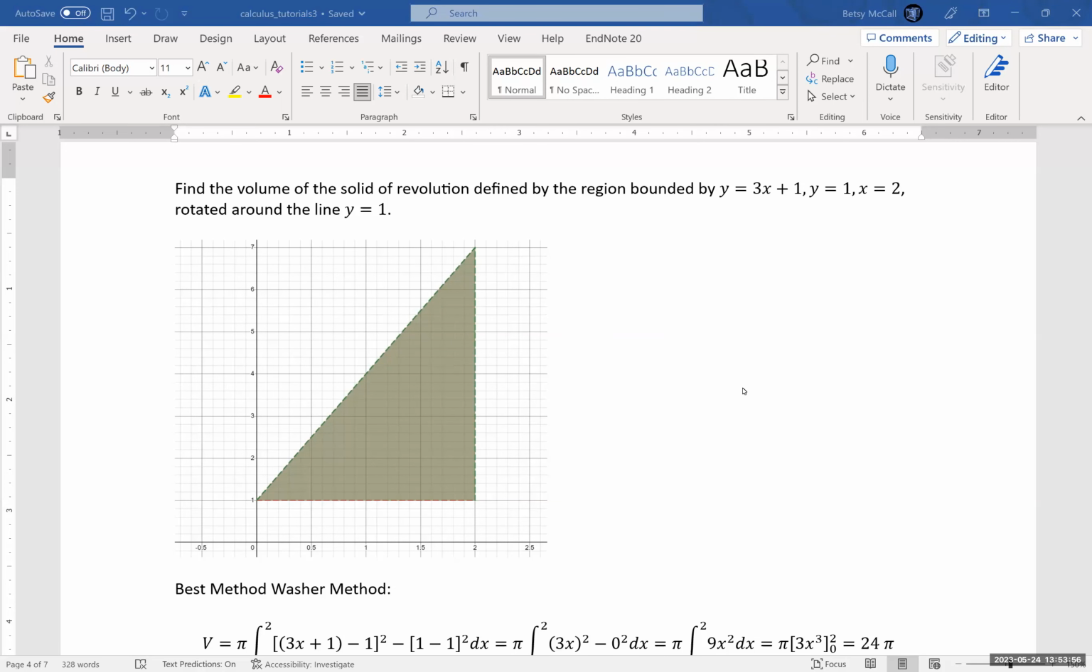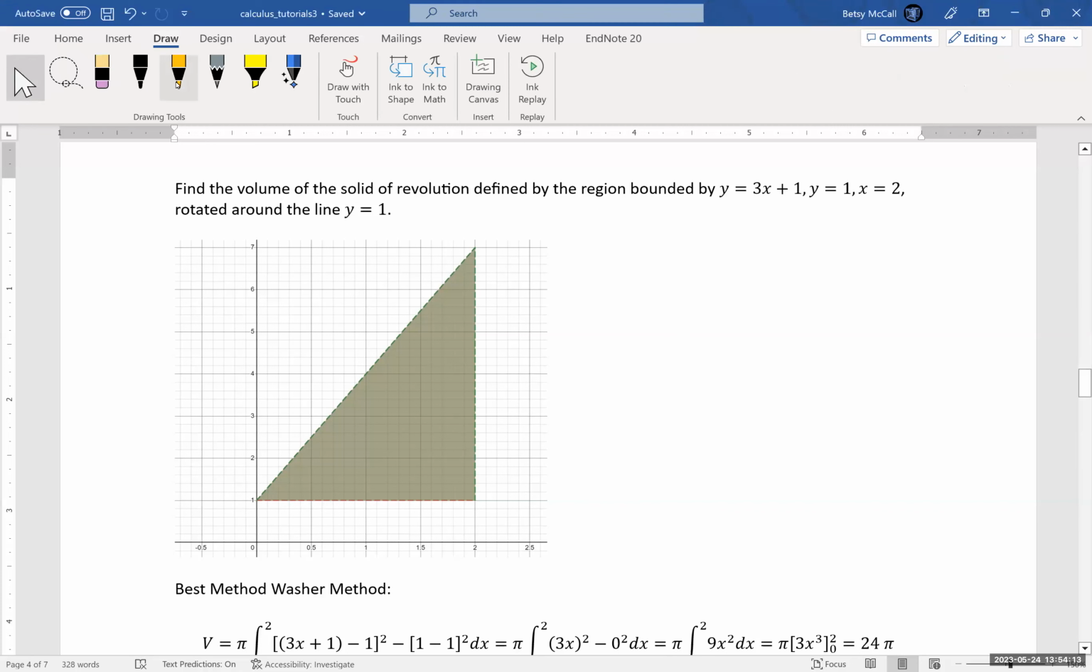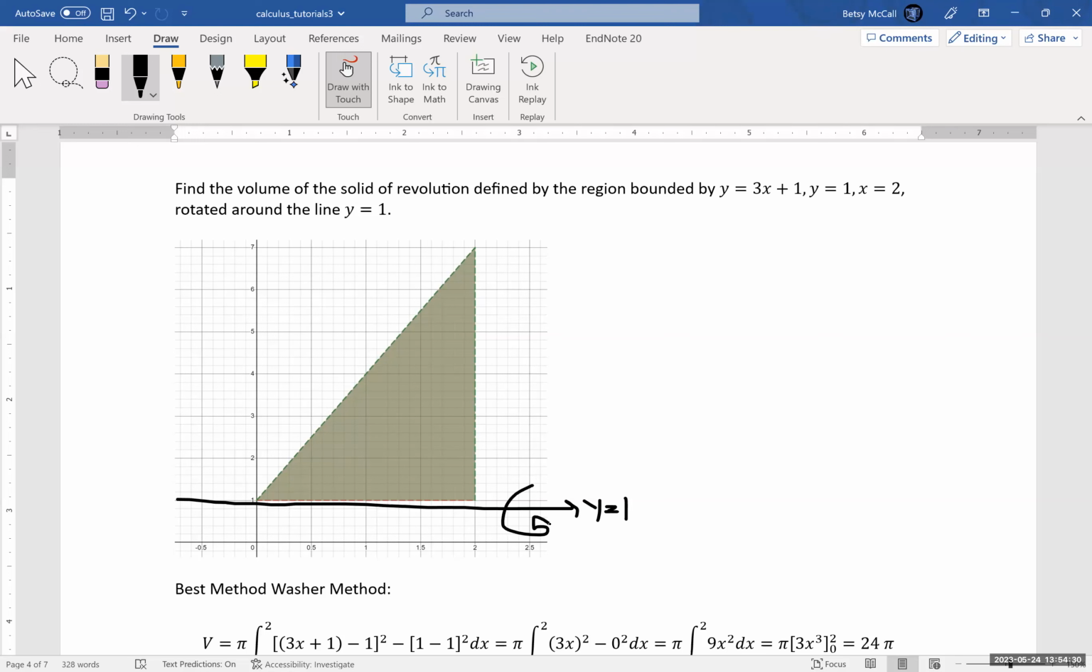All right, so in this video, we're going to look at taking our region bounded by y equals 3x plus 1, y equals 1, and x equals 2. Same region we did in the last two videos, but now we're going to rotate it around the line y equals 1. So just to highlight that on here, this is the line y equals 1 that we're going to rotate this region around this way.